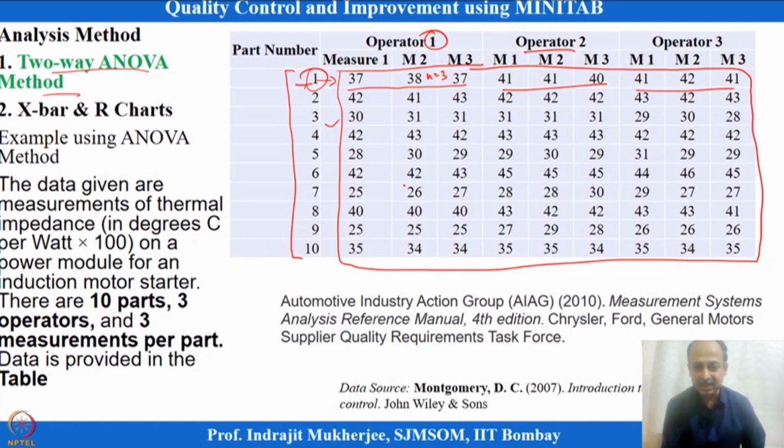So, randomly we will generate, and this data will be generated like that. So, 10 multiplied by 3 multiplied by 3 is 90 observations we have. So, it is like a design of experiment.